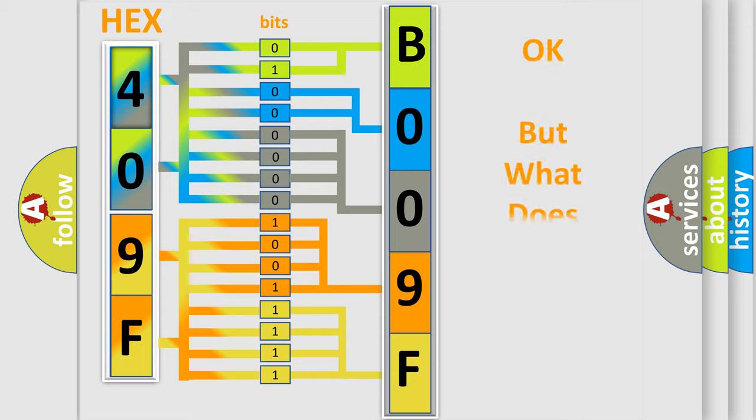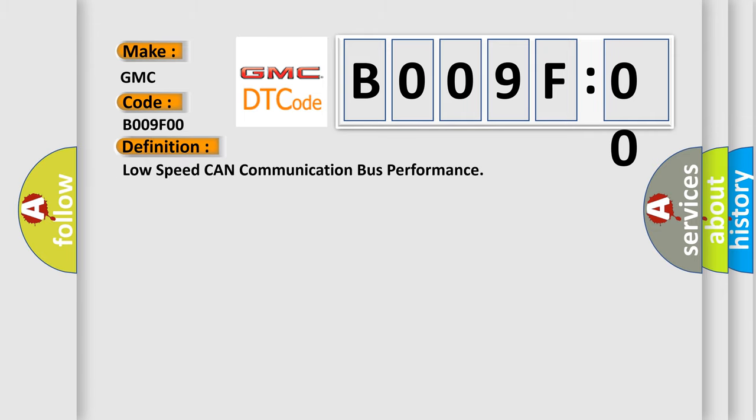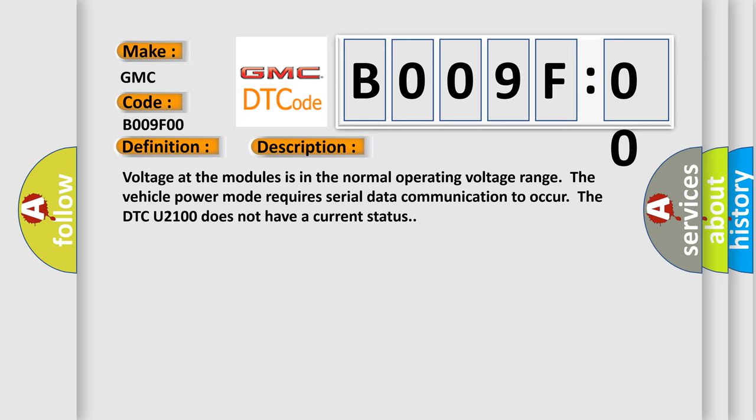The number itself does not make sense to us if we cannot assign information to what it actually expresses. So, what does the diagnostic trouble code B009F-00 interpret specifically for GMC car manufacturers? The basic definition is low speed CAN communication bus performance. And now this is a short description of this DTC code. Voltage at the modules is in the normal operating voltage range. The vehicle power mode requires serial data communication to occur. The DTC U2100 does not have a current status.